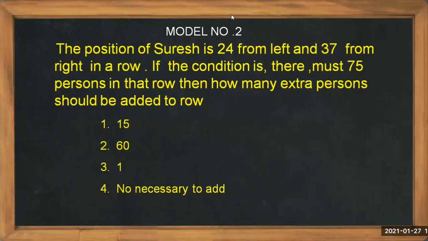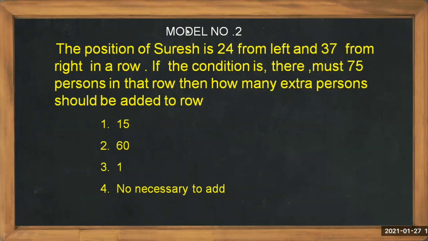Now, model number 2. The position of Suresh is 24 from left and 37 from right in a row. If the condition is that there must be 75 persons in that row, then how many extra persons should be added to the row? Very simple question.